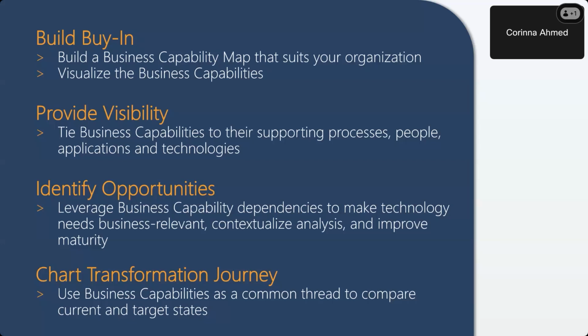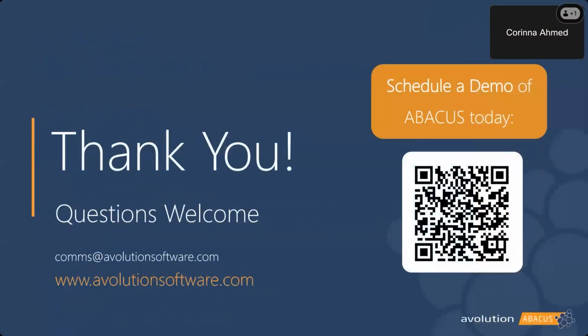Finally, we can chart the transformation journey by using business capabilities as a common thread to compare current and target states. I hope these principles will guide you while leveraging capabilities to build buy-in, provide visibility, identify opportunities, and chart your transformation journey. Thank you for your time today, and I would now like to open it up for questions.